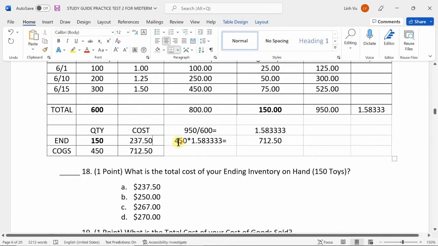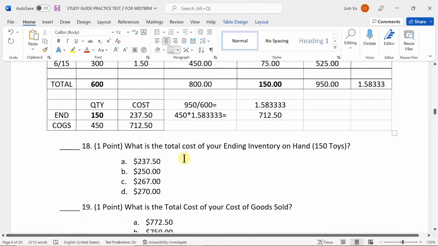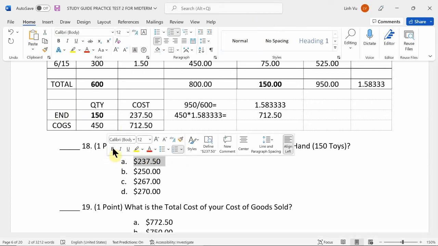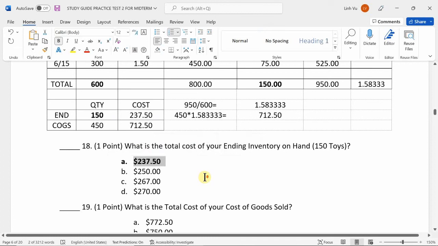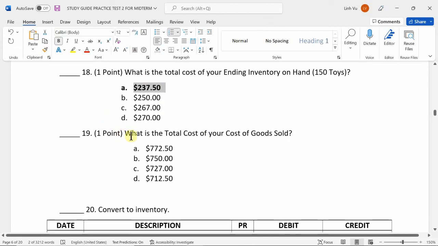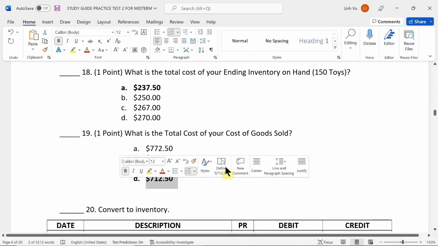So let's answer the question. What is the total cost of your ending inventory on hand? We had $237.50. And your total cost of goods sold was $712.50.